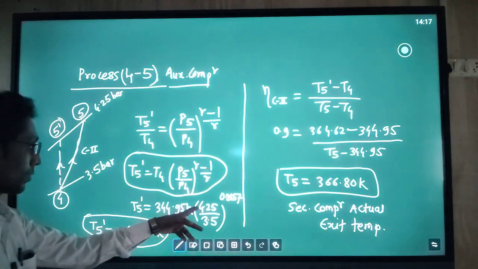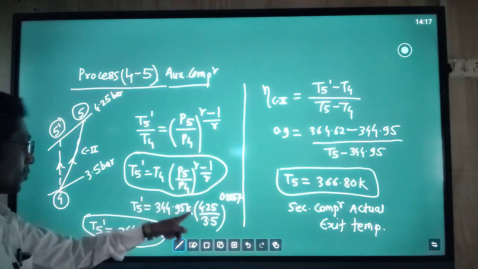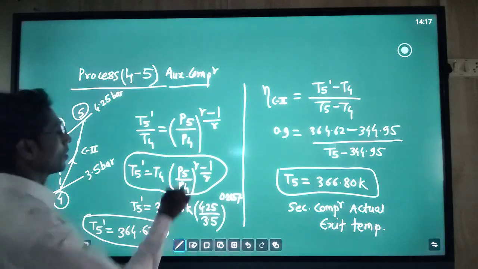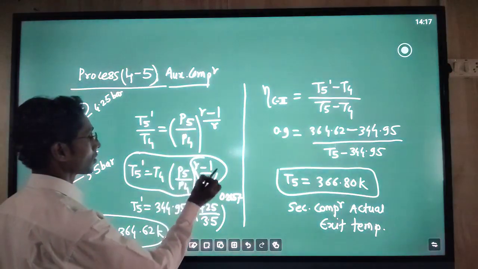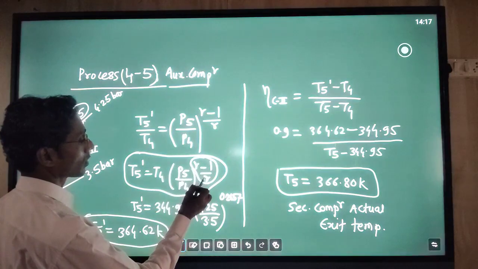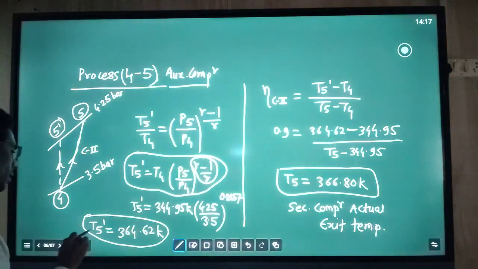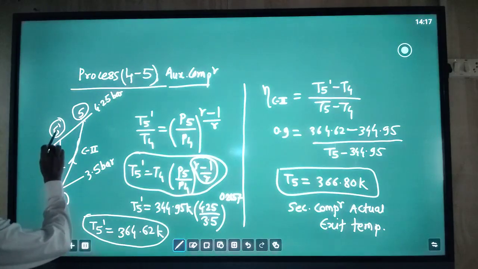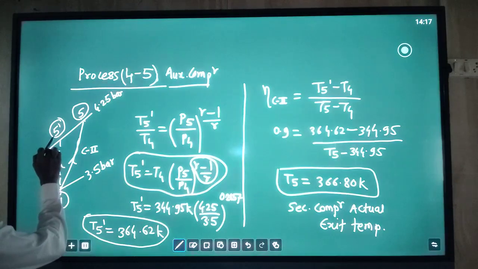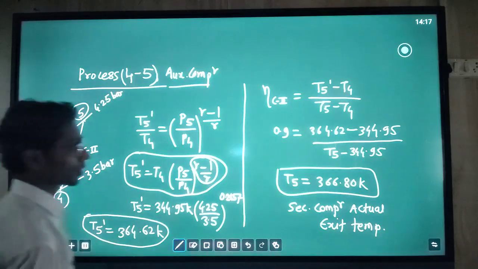By putting in the value of P5 by P4 here, and the calculation of gamma minus 1 upon gamma that we did, we find the value of T5 dash, point number 5 dash. 5 dash is the ideal point of the second compressor exit. So this is the temperature.